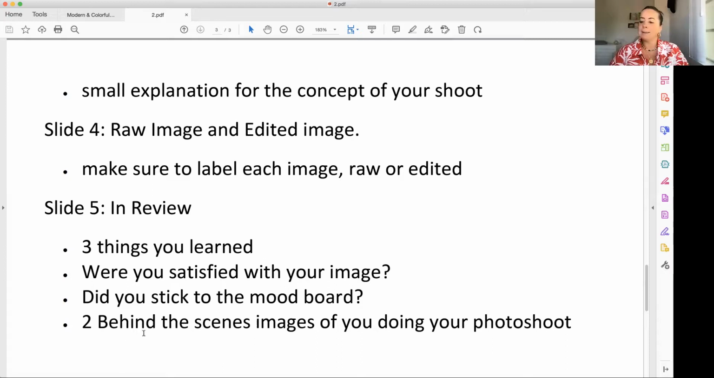And then lastly, there are 2 behind the scenes images of you doing your photo shoot. Whether that's a selfie with your model in your environment, or a funny moment like an outtake, I just want to see you in the environment doing this photo shoot. That's also how I can tell that you actually executed this photo shoot, that it was a thoughtful thing, and it wasn't just you taking a picture of your friends at the bar on Saturday night.